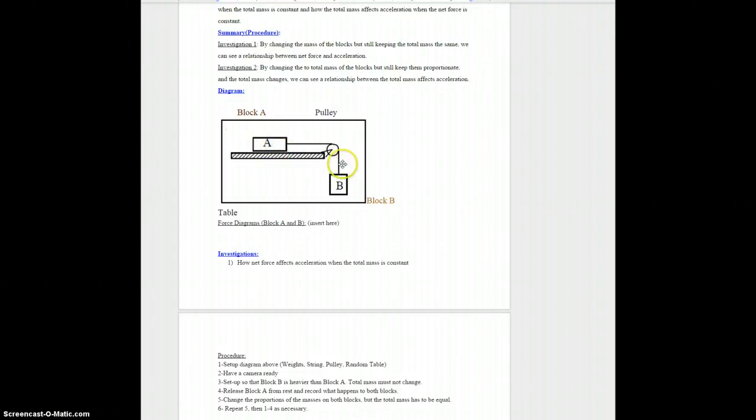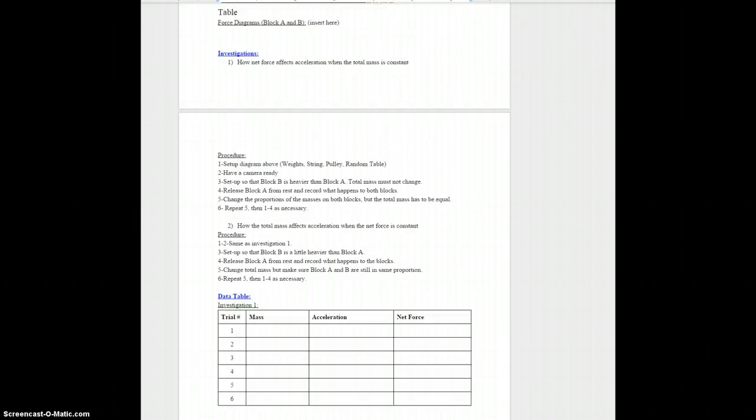For block B, this is simple. You have tension up and gravity down. But they do not equal each other. And our investigation is how net force affects acceleration when total mass is constant.